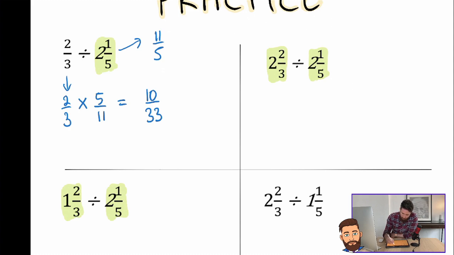Here, when you've got 2 mixed numbers, my advice is to change them first. Keep the divide in between. Don't try and flip it all at once. Change them first. So 3 times 2 is 6. Plus 2 is 8 over 3. 5 times 2 is 10. Plus 1 is 11 over 5.